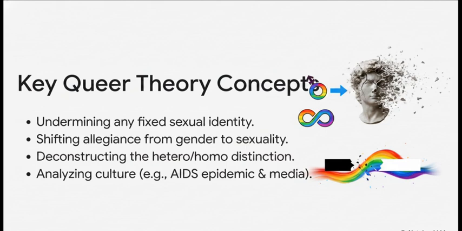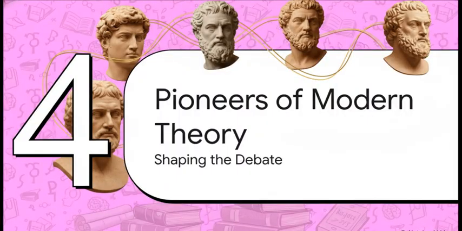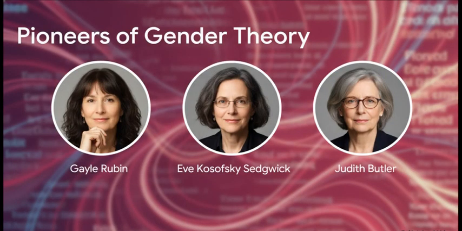And this had real-world consequences, like shifting alliances. The focus moved from gender to sexuality, which meant some lesbian theorists felt they had more in common with gay men than with straight women. So who were the architects of this massive shift? Let's talk about some of the key pioneers of modern theory who are still shaping this debate. There are so many important thinkers that our source material really points to three absolute giants in the field.